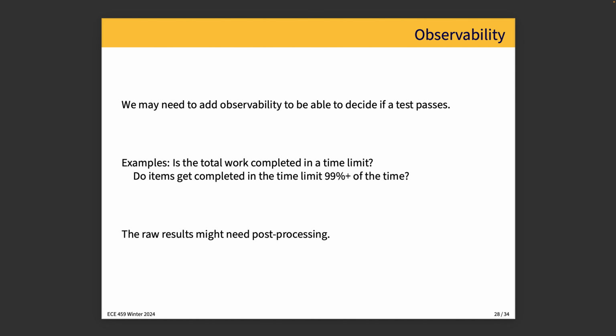Now, we may need to add some observability to existing code to help us decide whether a test passes, right? Logging that tracks events from start to end, gathering the data that we need to make the overall decision. Examples we're looking for are: is the total work completed within the time limit? Do items get completed within the item time limit 99% or more of the time?